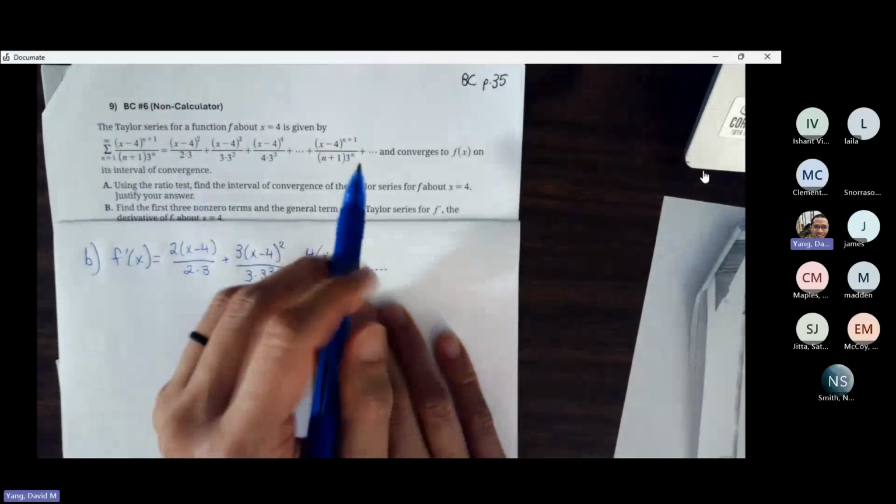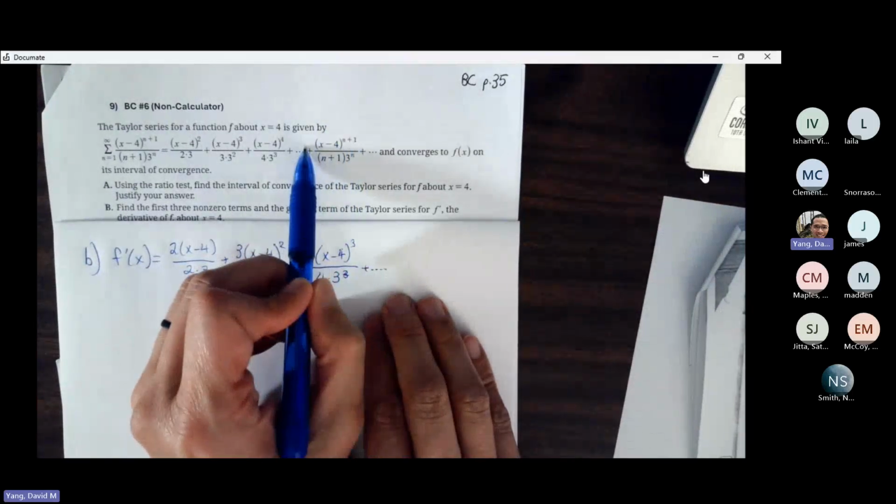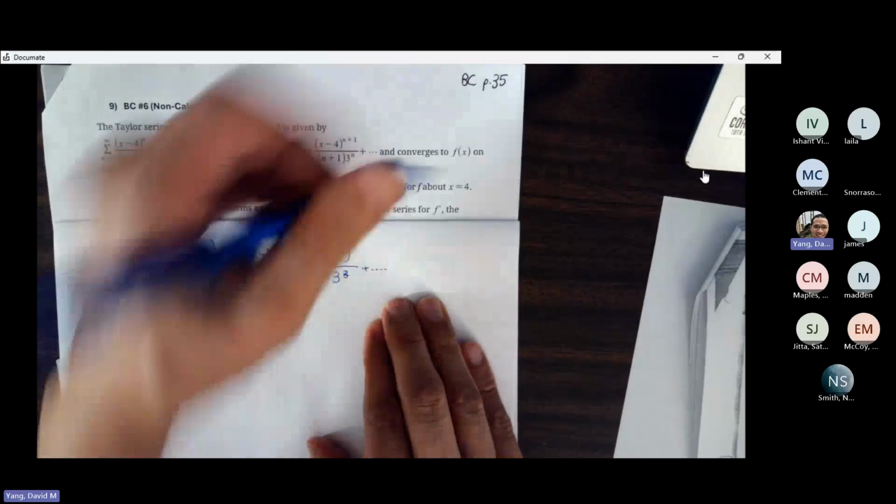Okay, also apply the power rule for the general term. Bring down the n plus 1, subtract 1 from the original exponent.